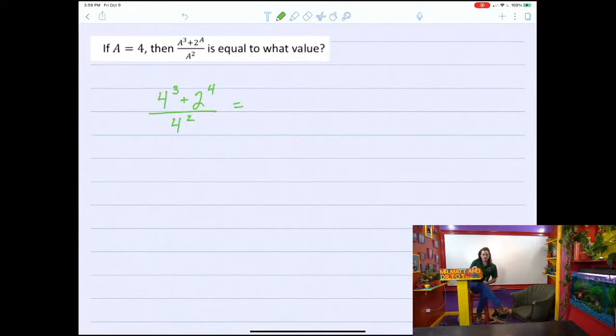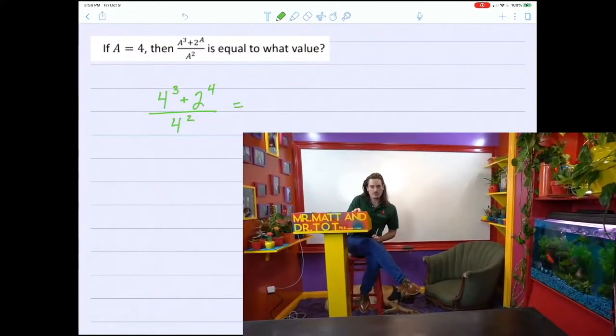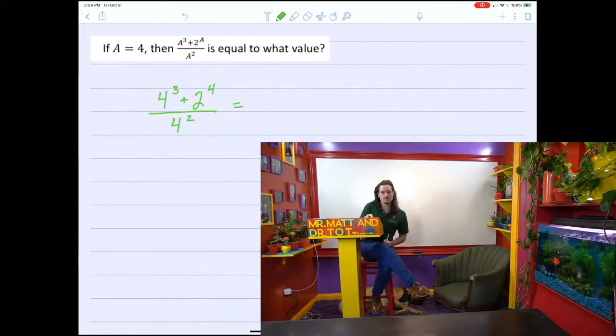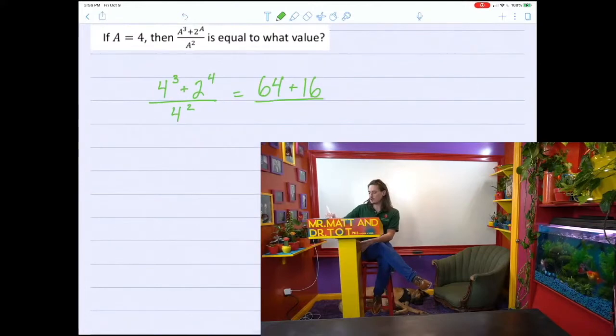And actually, now we don't need all this space for all those problems. I'm going to make my camera a little bit bigger so you can see me. Okay, so 4 to the third is 64. Now 2 to the fourth: 2 times 2 times 2 times 2. 2 times 2 is 4. 4 times 2 is 8. 8 times 2 is 16. So this is going to be 64 plus 16, quantity over 4 squared, which is 4 times 4. That's 16. 64 plus 16 is going to be 80.